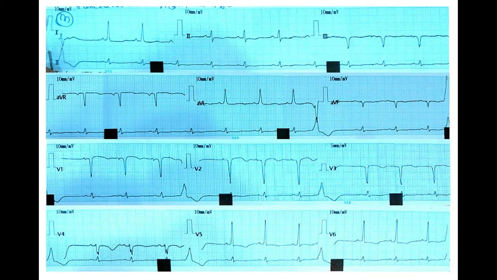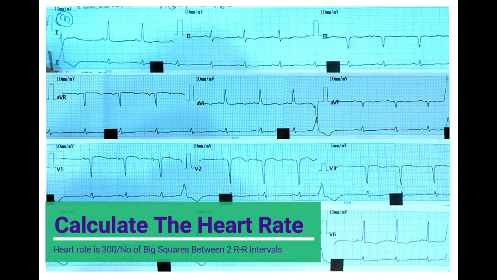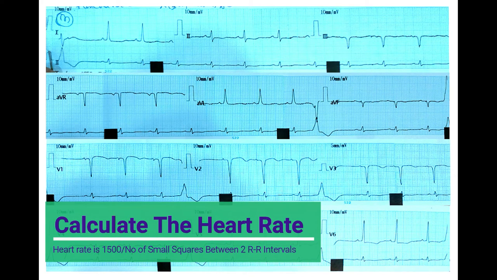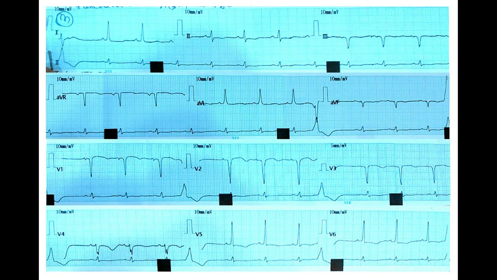Now you look in any of the leads and we can select lead 1. There is a good R in lead 1, and calculate the number of big squares between two RR intervals. The formula is 300 divided by number of big squares between two RR intervals, or 1500 divided by number of small squares between two RR intervals. If you calculate, there are roughly around 4 big squares, so 4 fives are 20, and the heart rate is 300 divided by 4, that is 75. So the heart rate is 75.